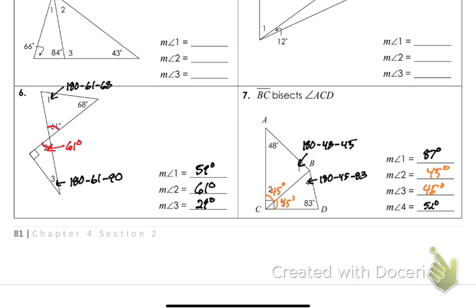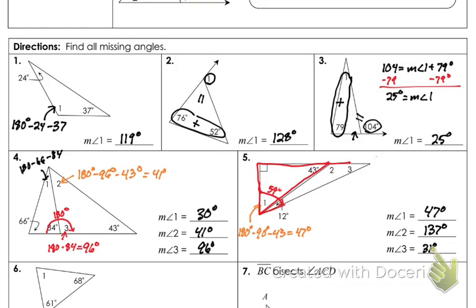So, big things are multiple triangles. Make sure you know what vertical angles are. Know how to use bisectors. Also, we have to keep track of linear pairs. All right.